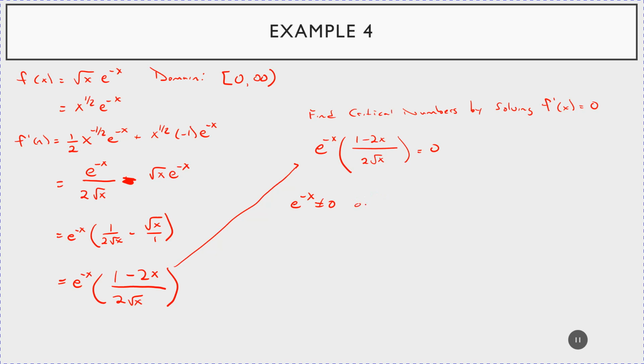So really what you're solving then is 1 minus 2x all over 2 square roots of x is equal to 0. Again, if you want it to equal 0, you only need the numerator to be equal to 0. And the value that you plug into the numerator here will not make the denominator equal 0. So it's very simple. 1 minus 2x is equal to 0. You add the 2x over, divide by 2, and you get a very simple critical value here. You only have one of them, actually.